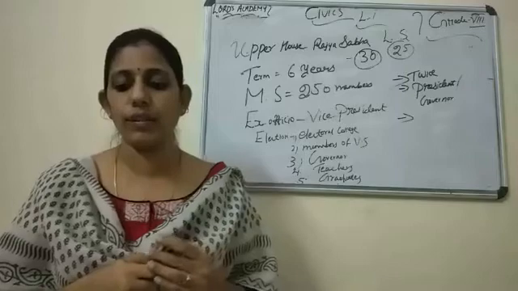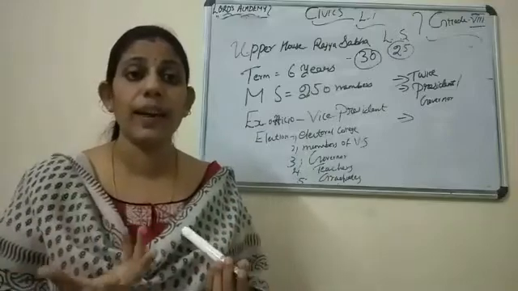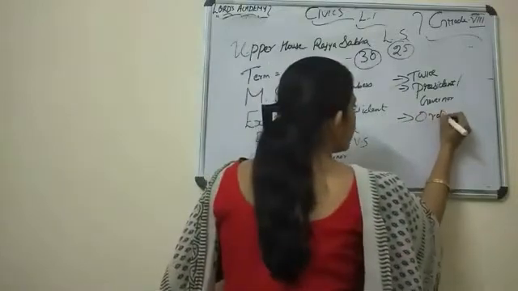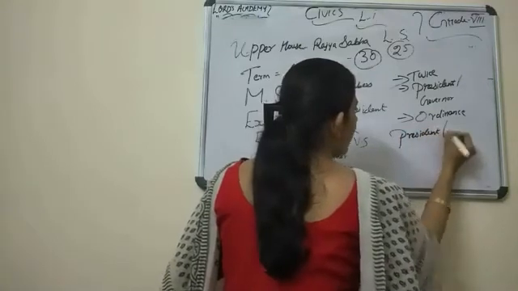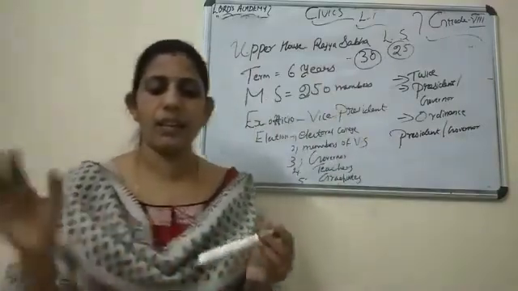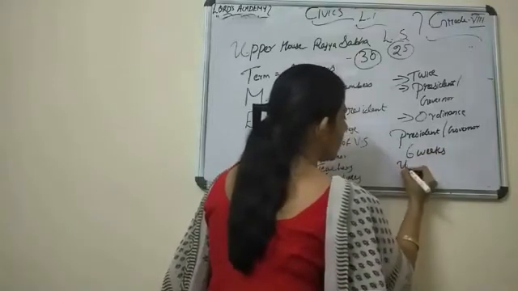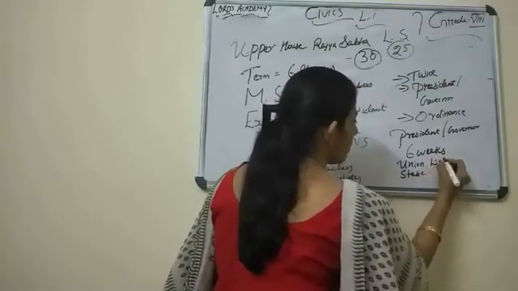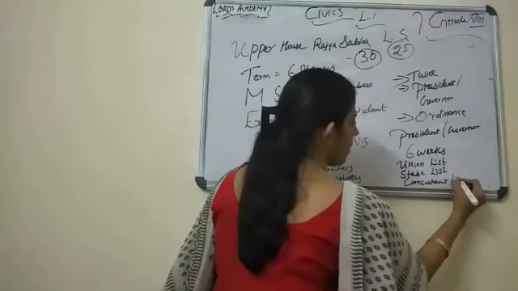Then ordinance means an urgent need to pass a law, which may arise when the parliament is not in session. And who can issue the ordinance? The ordinance can be issued by the president or by the governor. Is it clear? Then what is the validity of the ordinance? 6 weeks. And about the subjects, there are 3 lists: union list, state list, and concurrent list, and their examples.